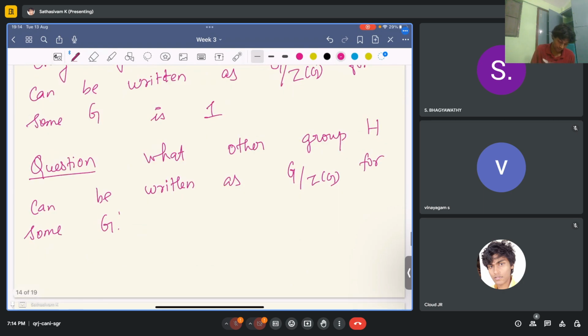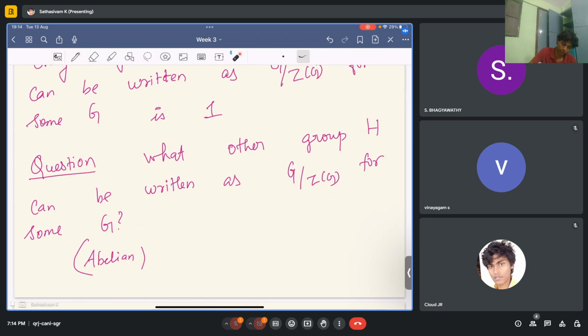And this is known for abelian groups. For abelian groups, we can say what are the groups that can be written as G by center of G for some other group. But in general, we don't know. For abelian groups, it is kind of known, at least for finite abelian groups. But other than abelian groups, for non-abelian groups, we don't actually know. Okay. So that's just a remark I want to say.